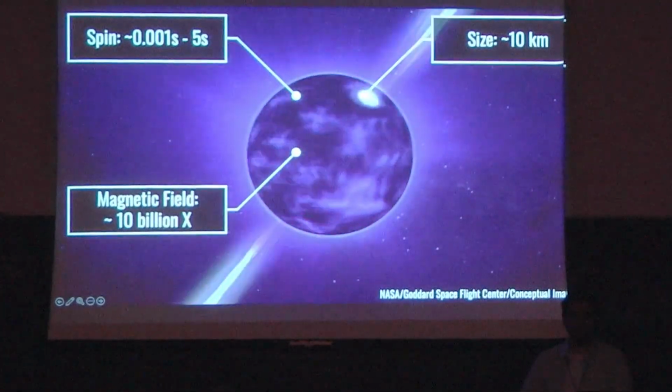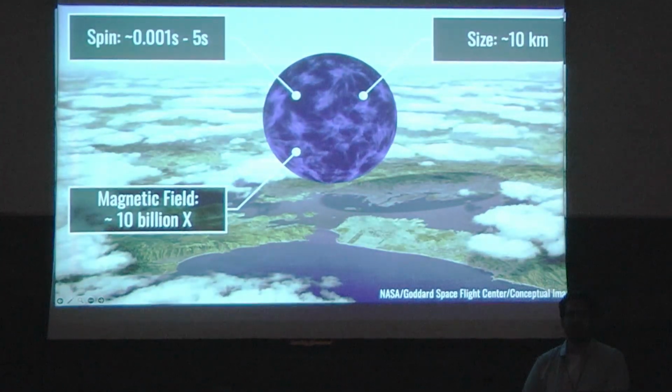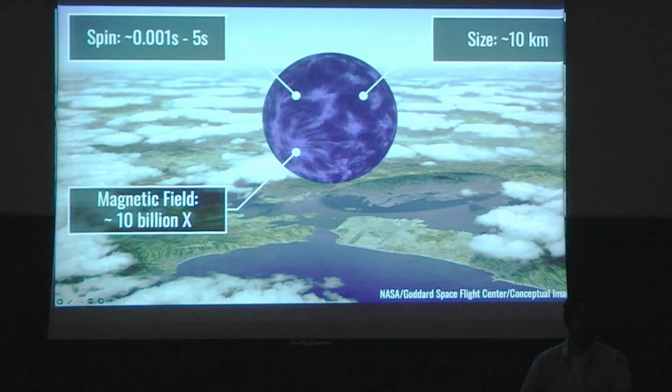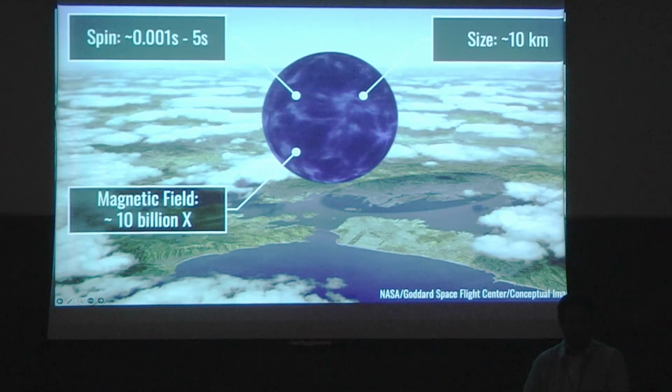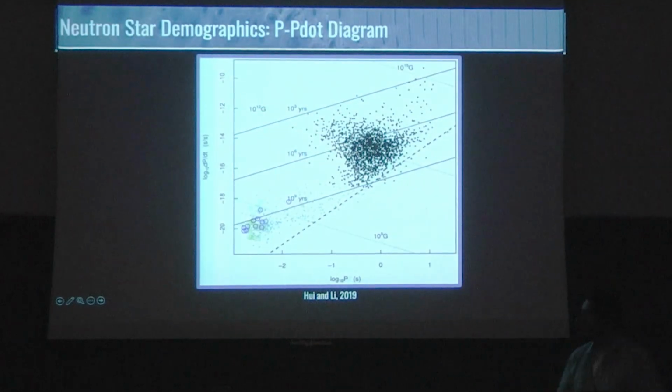So maybe it makes more sense to classify pulsars by their spin rate. How quickly are these pulsars spinning? And so we can create here a plot that's analogous to the Hertzsprung-Russell diagram, but specifically for neutron stars.